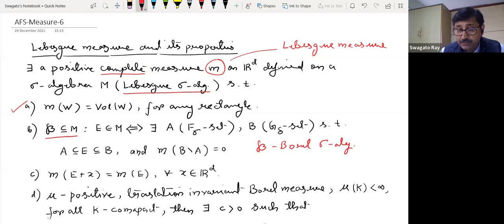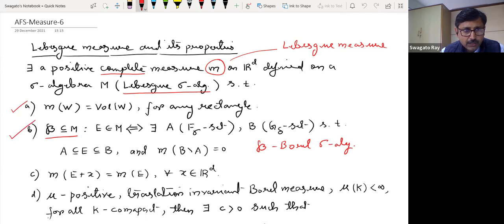The question is whether it has extra sets. We will come to that question. The answer is yes. The Lebesgue sigma algebra is actually huge. However, it gives you a criterion for a set to be in the Lebesgue sigma algebra. These sets are called Lebesgue measurable sets if E is an element of the Lebesgue sigma algebra M. The if and only if criterion is that E is sandwiched between A and B, where A is F sigma, B is G delta, and the measure of B minus A is actually 0.